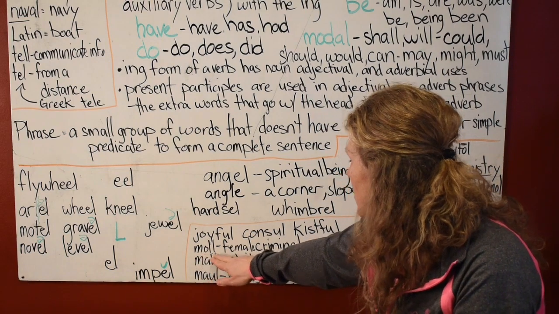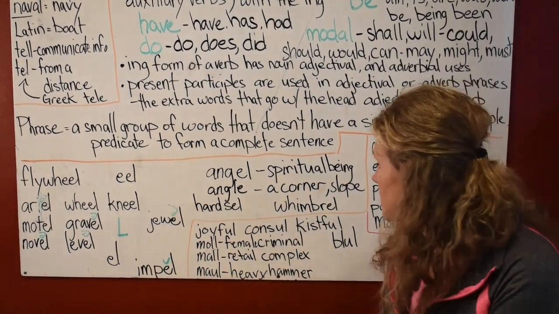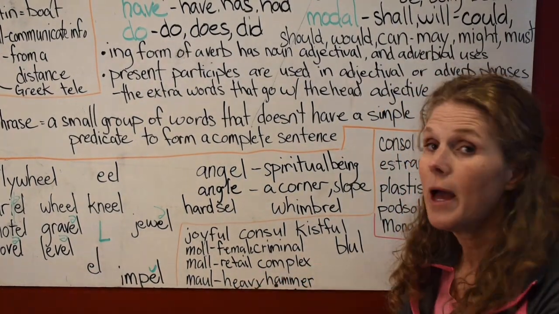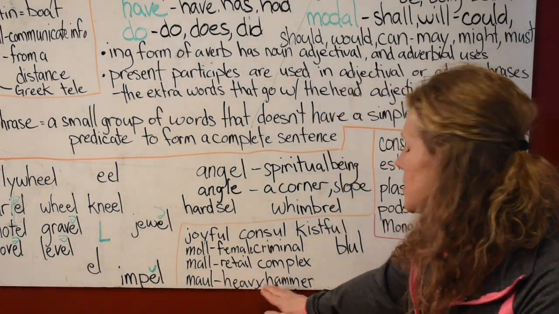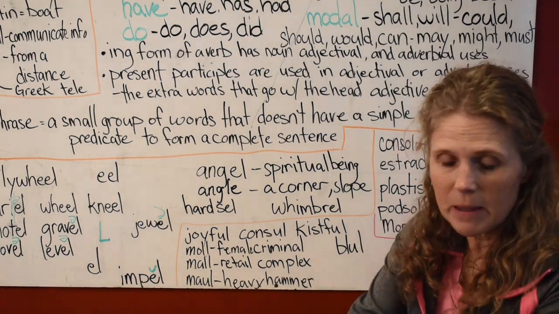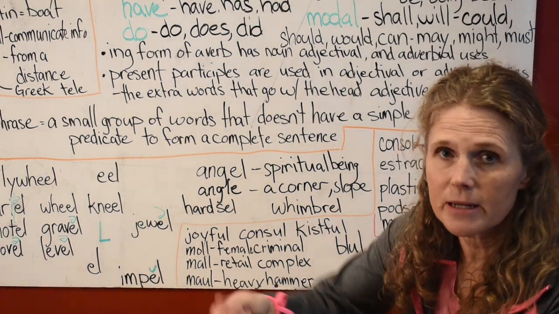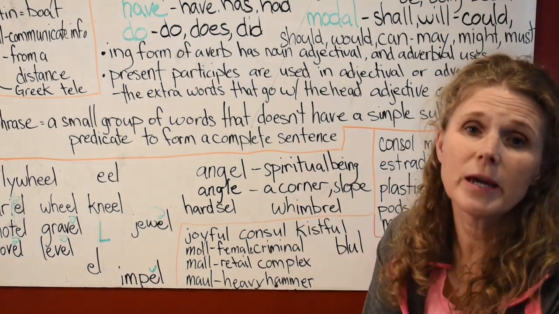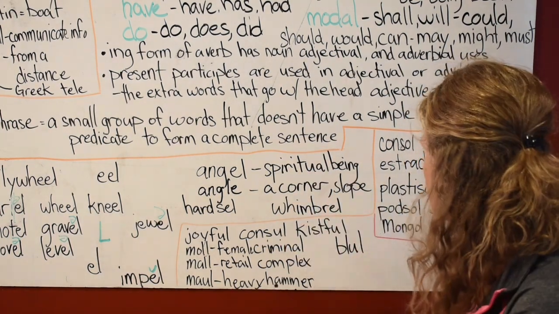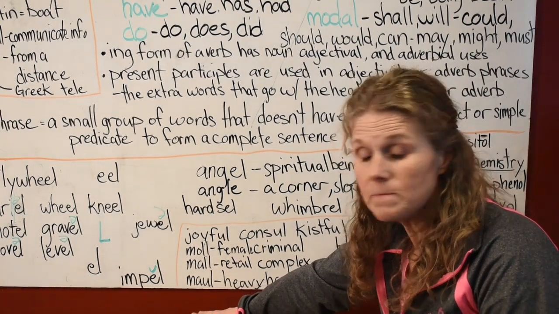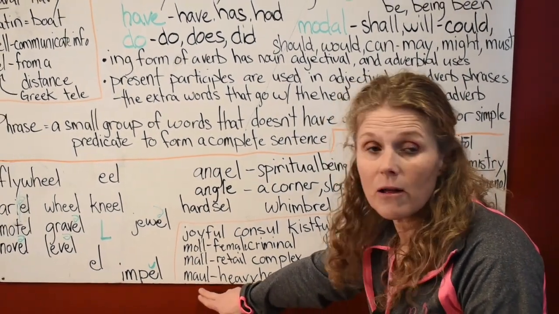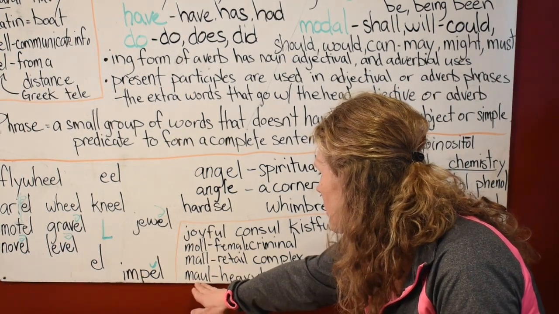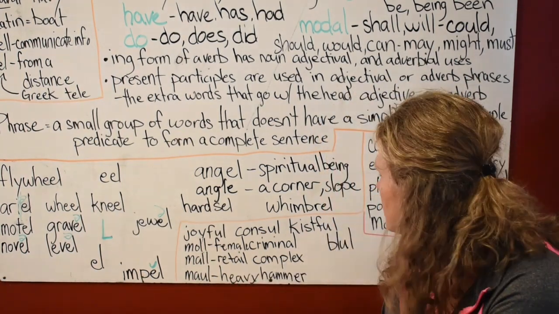But if you see it this way, it is a female criminal. Now, mall this way is a retail complex. But a maul this way is a big heavy hammer. You see that big heavy hammer that Daddy uses? Sledgehammer? Yeah, it's like a big heavy hammer that you use. But that's actually called a mole. And it is a vowel L right there. That is weird. And this almost looks like it could maybe even be used as a vowel team.